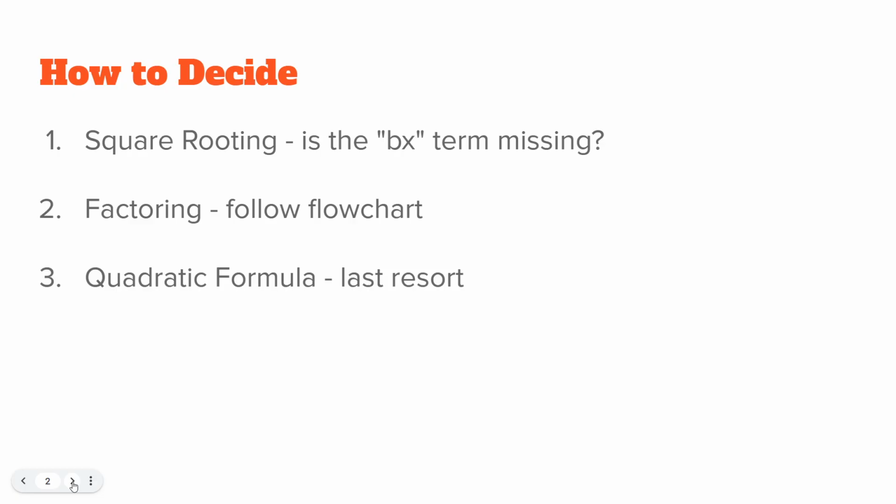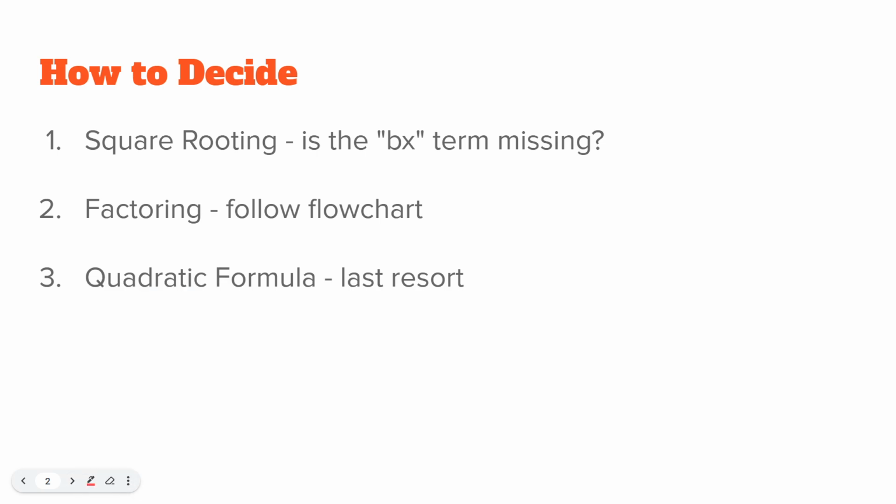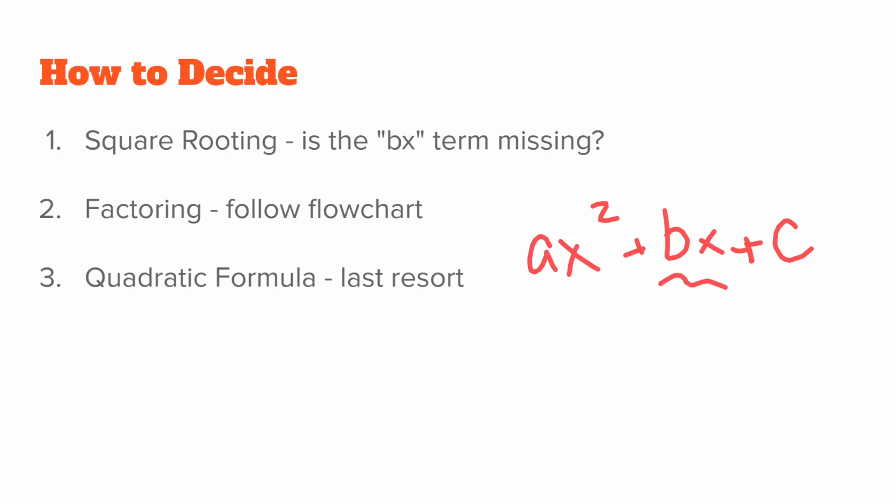If you're missing the bx term, so remember, when I'm saying the bx term, I'm talking about, if I have a quadratic in standard form, if I don't have a bx term, automatically you want to solve by square rooting. So always look for that first.